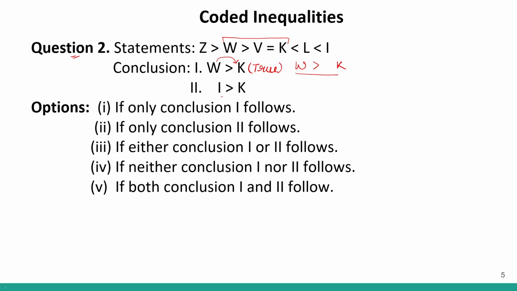Correct? Now we have to move from I to K, bigger door to smaller door. So I to K means this much information will be used. I is greater than L, which is greater than K. Correct? So I can conclude that I is definitely greater than K. So this statement is also true. So if I look at the options, both the conclusions 1 and 2 follow. That means both the conclusions are true. Therefore, my answer will be option number 5. Clear?